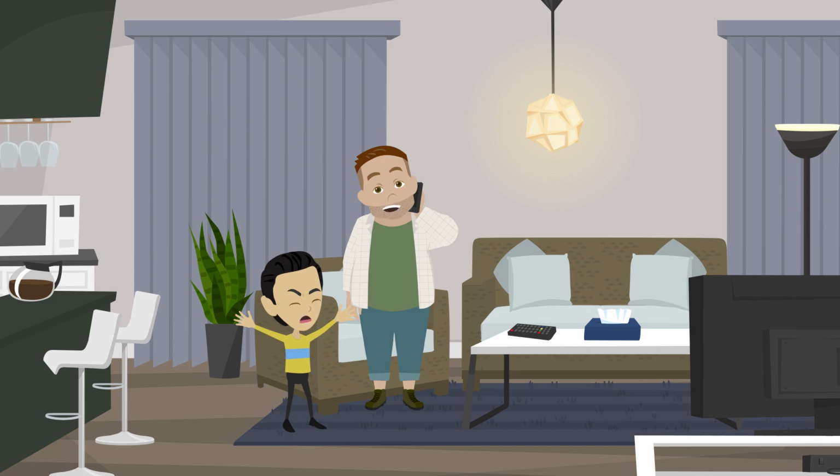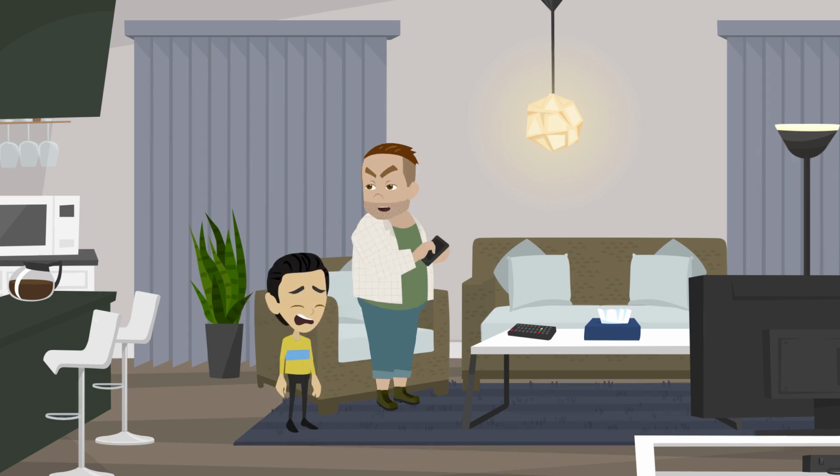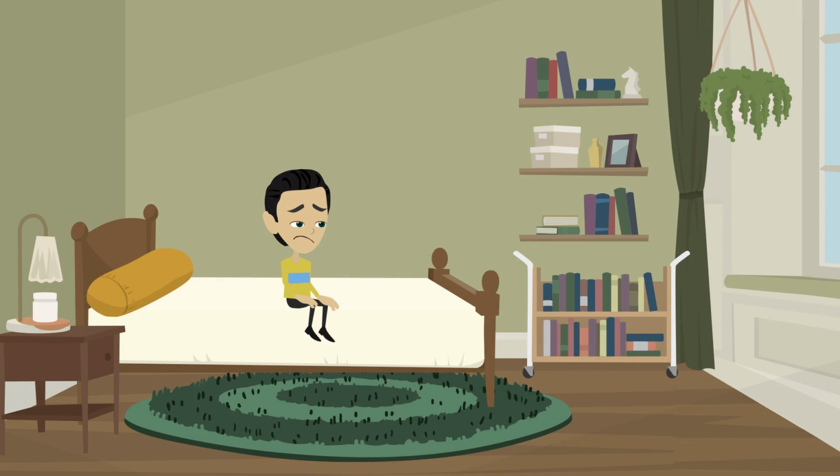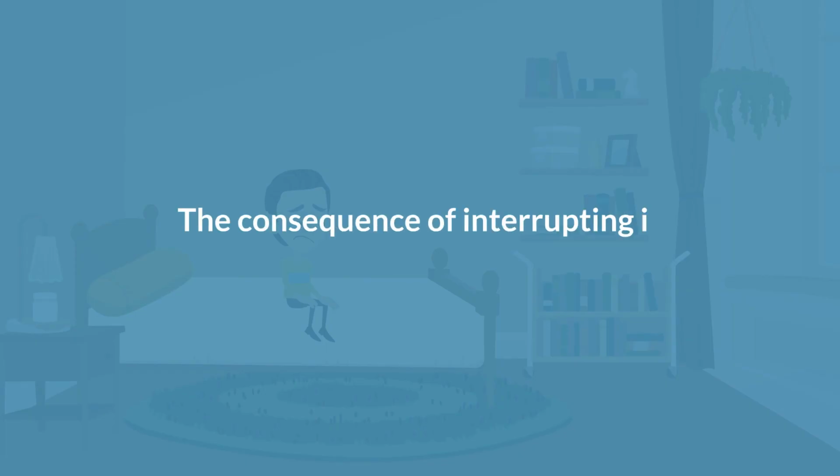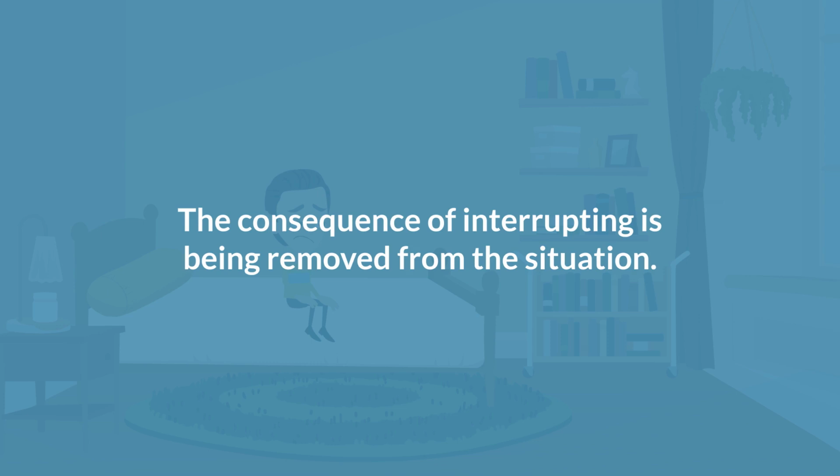Example 2. If a child continuously interrupts while you are talking on the phone, they might have to go to their room until you finish. The consequence of interrupting is being removed from the situation.